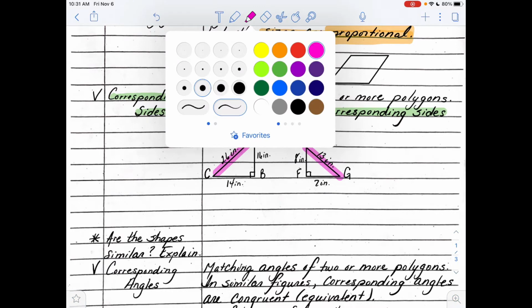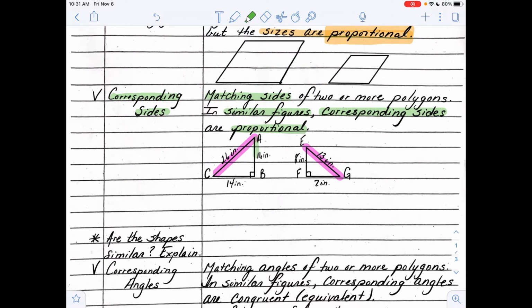So again, if I was able to take this side right here, AB, and shrink down this triangle, flip it over, I would take that side and lay it directly on top of EF. Those are corresponding sides. And of course, my side BC here, if I was able to shrink it down and flip it over, I would lay it on top of the side FG. Those are all corresponding sides.